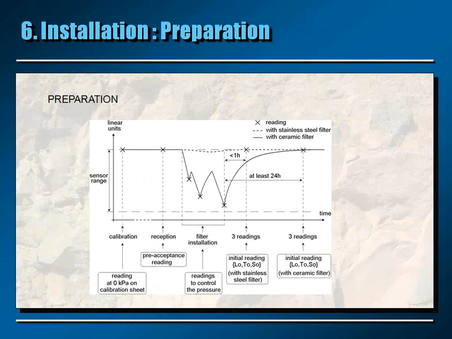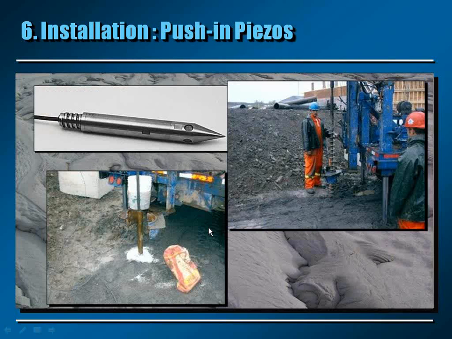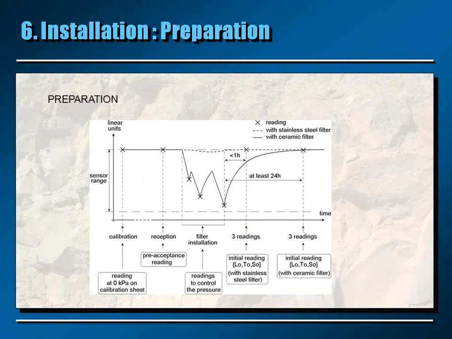On this graph, you will see the summary of the steps that I've just mentioned. At the left, you see the first step is when the gauge is calibrated here at factory, and then you can see at reception you have to take a reading here, and the pressure should be about the same as during calibration. And then there's the filter installation step.